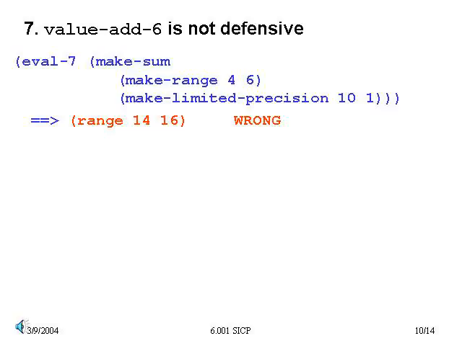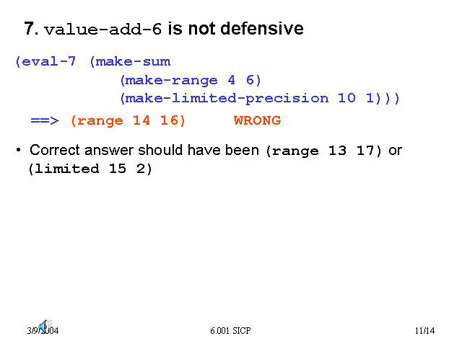And the reason is that we've not been defensive in terms of how we do value add. Let's see why. Suppose I make a sum of the range from 4 to 6 and the limited precision number 10 plus or minus 1. And I then ask to reduce that. This gives me back something that says it's a range from 14 to 16. And of course, that's not right. The right answer should be either the range 13 to 17 or the limited precision number 15 plus or minus 2. We got this other strange looking thing instead.